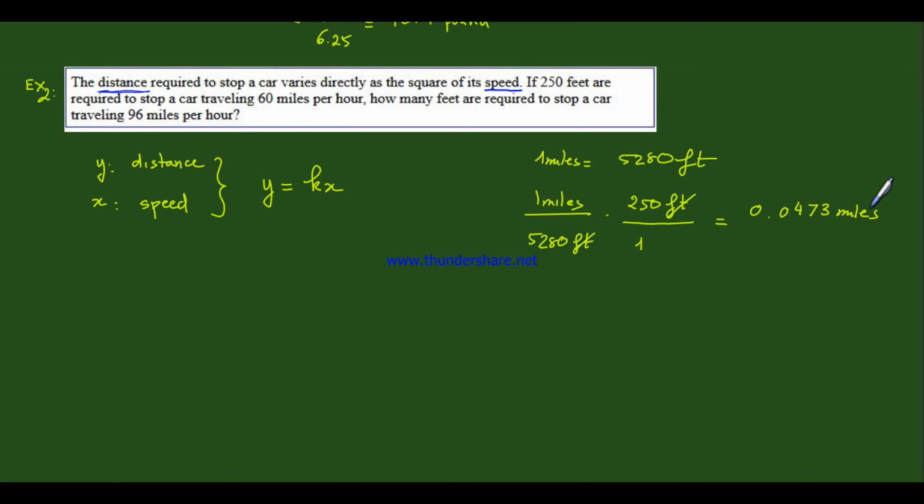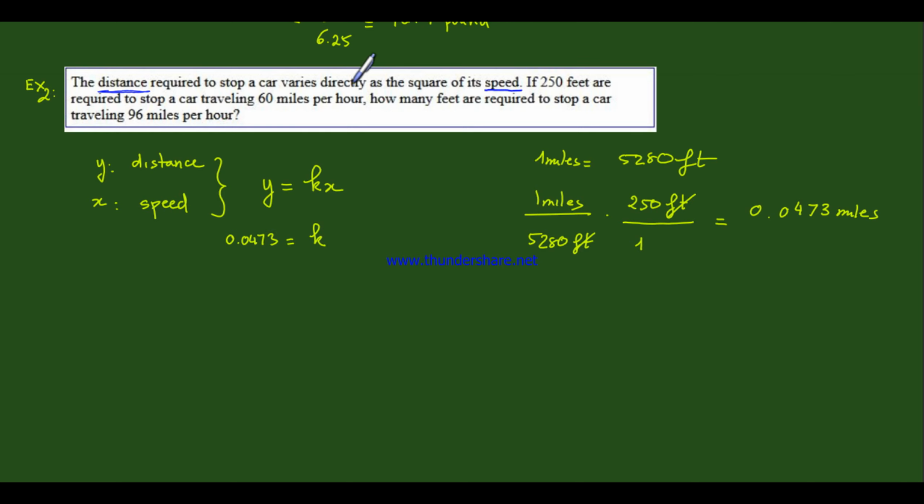Not a nice number, but that's what it is, so we have to keep it that way. It means that 250 feet is about 0.00473 miles. So instead of putting 250 feet over here, we're going to put 0.00473 to replace y in the equation.